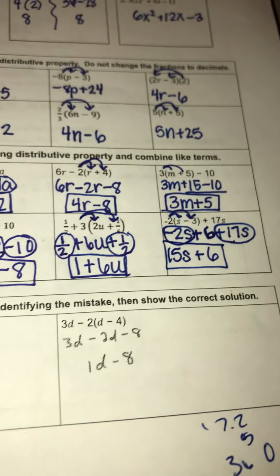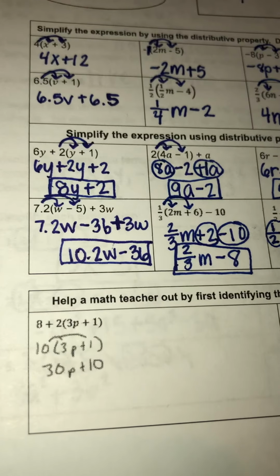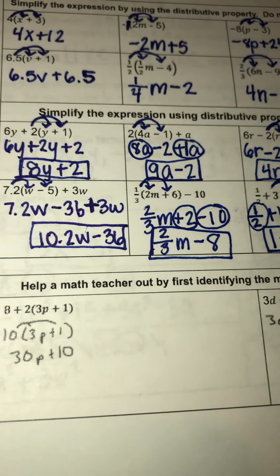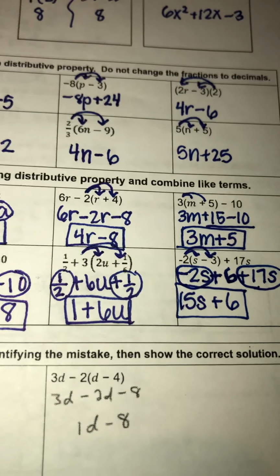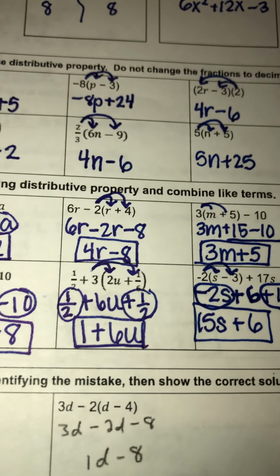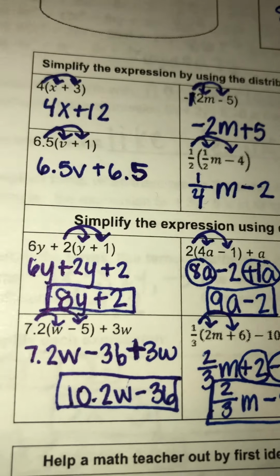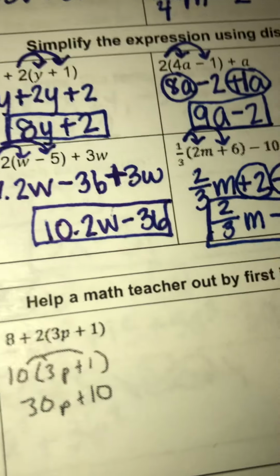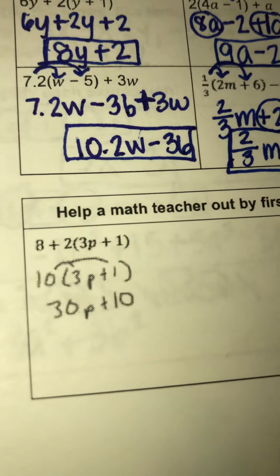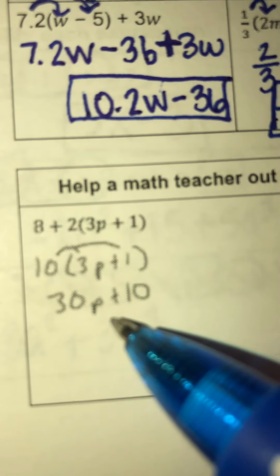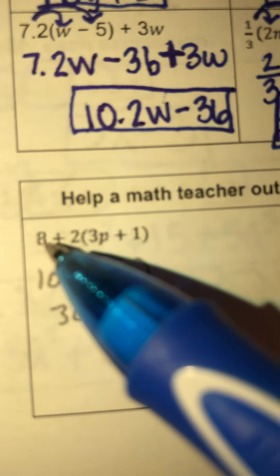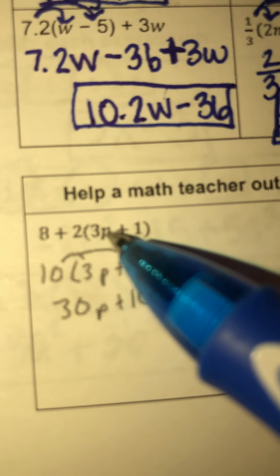Alright. The last two, they're worked out, but there are mistakes. So we need to first identify the mistake and then show the correct solution. So this first one here, I have 8 plus 2 times 3p plus 1. What I'm going to do is solve it correctly so that I can identify what the error is.